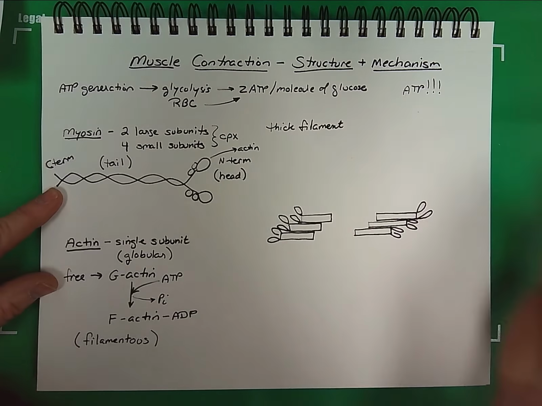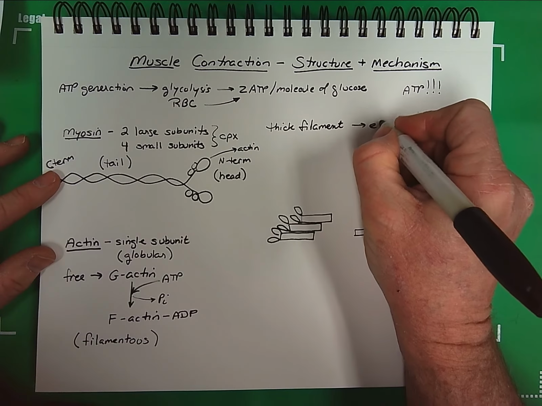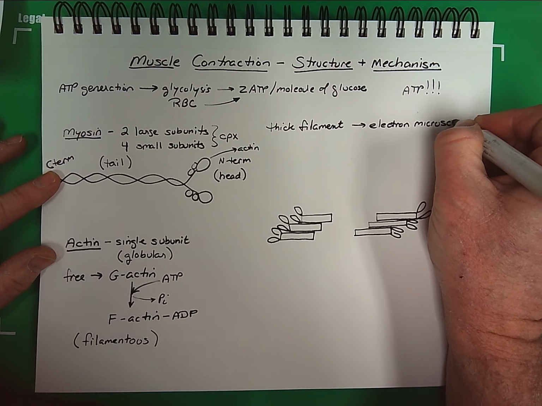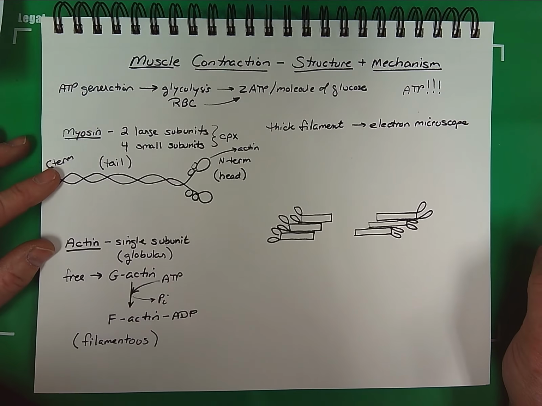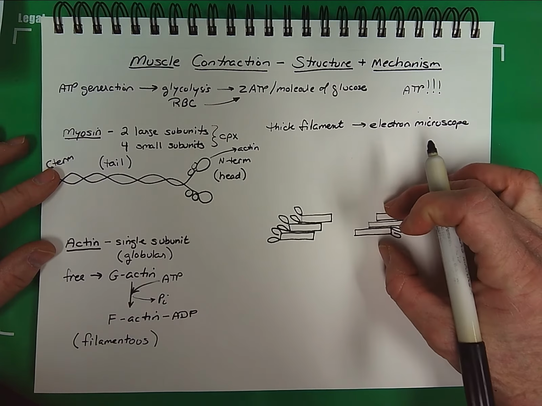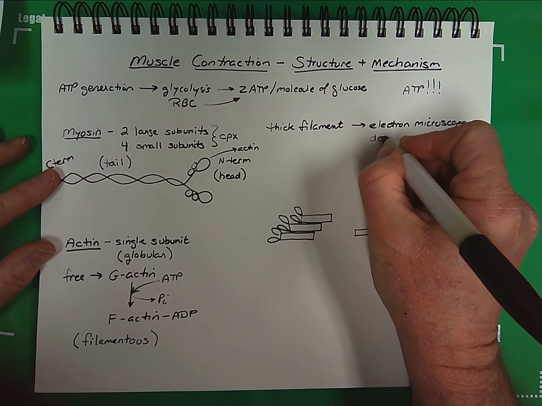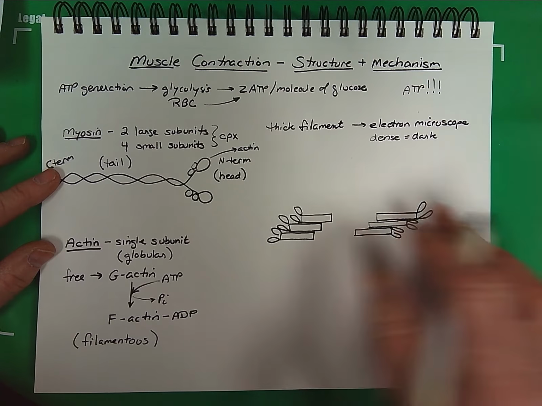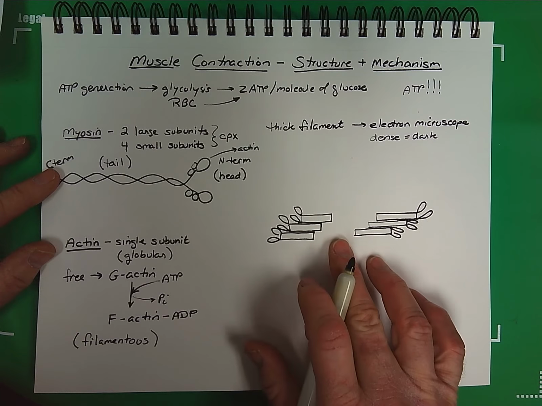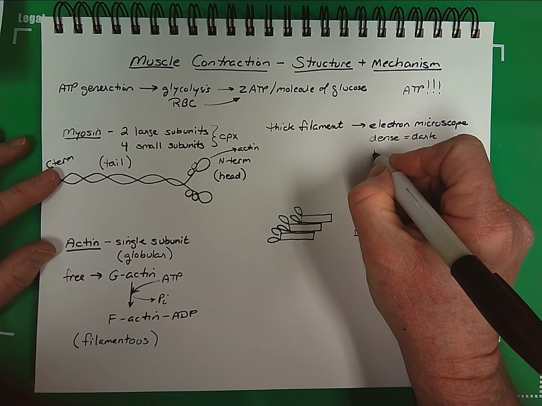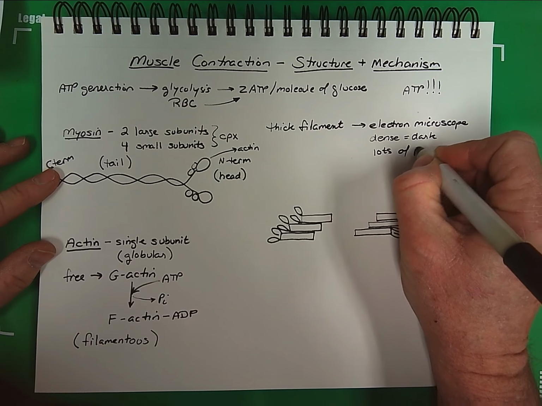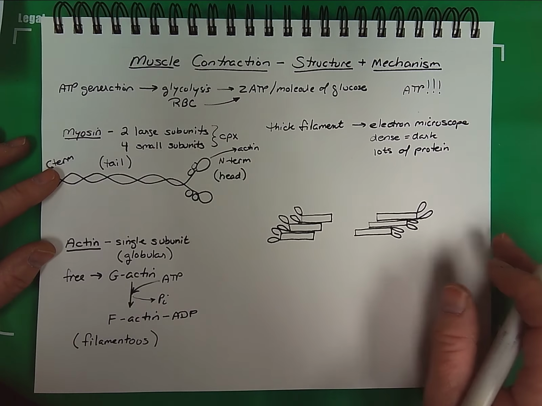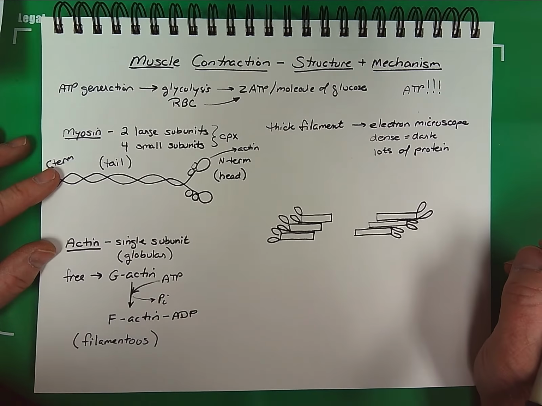Now, the term thick filament comes from electron microscopy. If we look at this structure in an electron microscope, it will seem rather thick, which means a dense view. Dense equals dark on the picture. In order to generate this electron dense material, appearing dark, you need to have lots of protein. So when lots of protein come together on an electron micrograph, this will appear dark, hence the name thick filament.